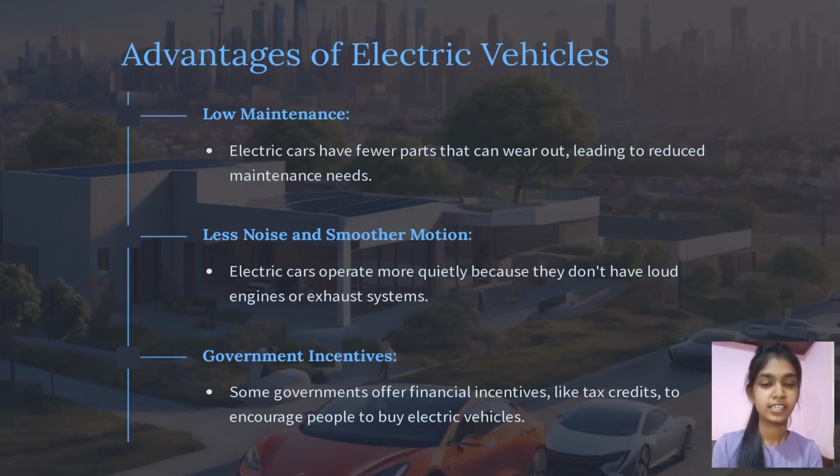Low maintenance. Electric cars have fewer parts that can wear out, leading to reduced maintenance needs. Less noise and smoother motion. Electric cars operate more quietly because they don't have loud engines or exhaust systems. Government incentives. Some governments already offer financial incentives like tax credits to encourage people to buy electric vehicles.